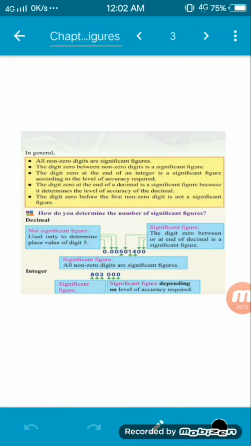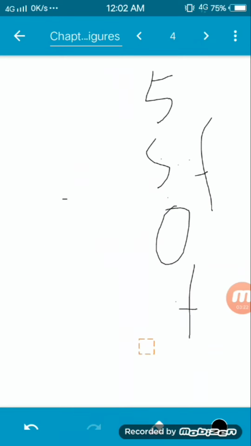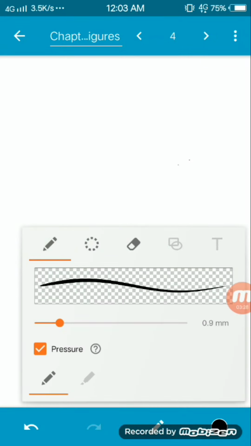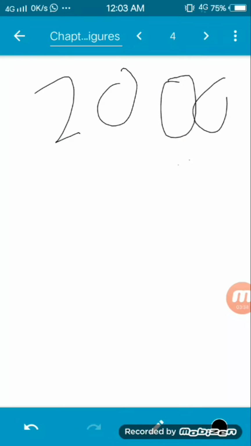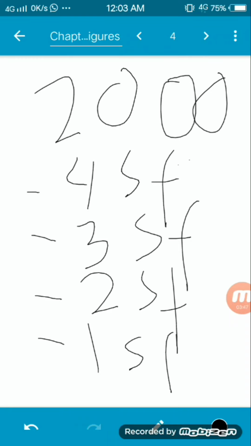Okay, next, a digit 0 between non-zero digits is a scientific figure. For example, 2, 0, 0, 0 can have 4 scientific figures. Next can have 3 scientific figures. Next can have 2 scientific figures. And last has 1 scientific figure. Ini bergantung dengan kehendak soalan.